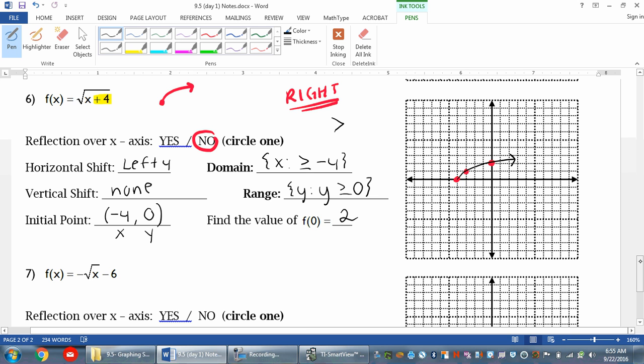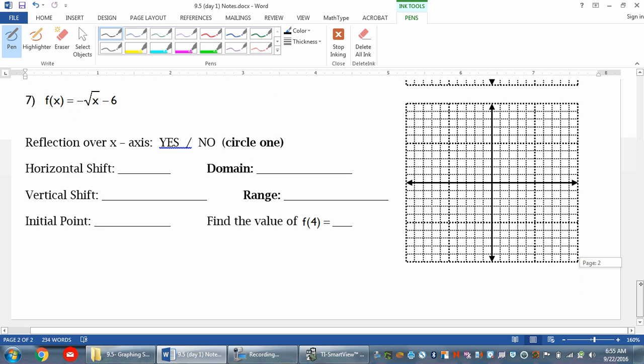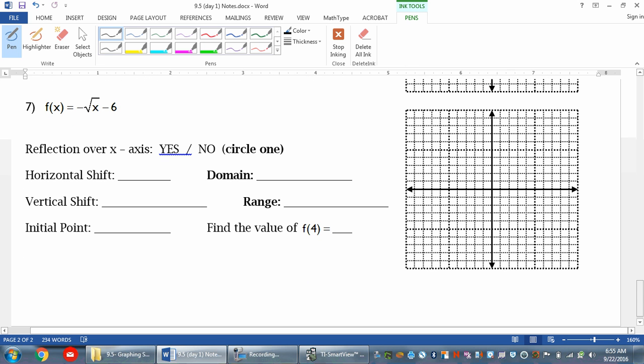All right, so hopefully you're getting a hang of this pattern. What we're going to do is finish up at 7, and I'm going to leave you to try your homework. All right, so 7. First thing I notice, I see an x, so I know there's going to be a reflection. So I'm going to start at my initial point, and I'm going to go down in my pattern instead of up. But if you notice, there's no number under the square root, so there's no horizontal shift. But there is a negative 6 outside, that means it's down 6.